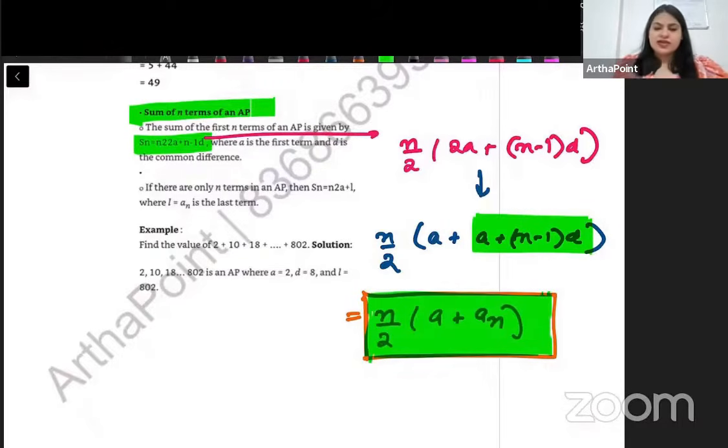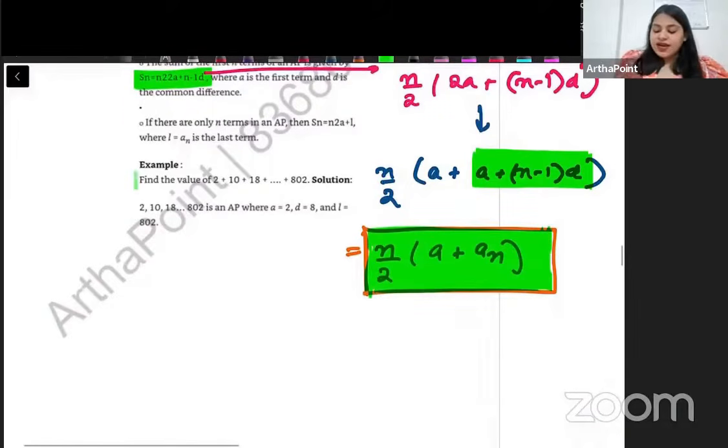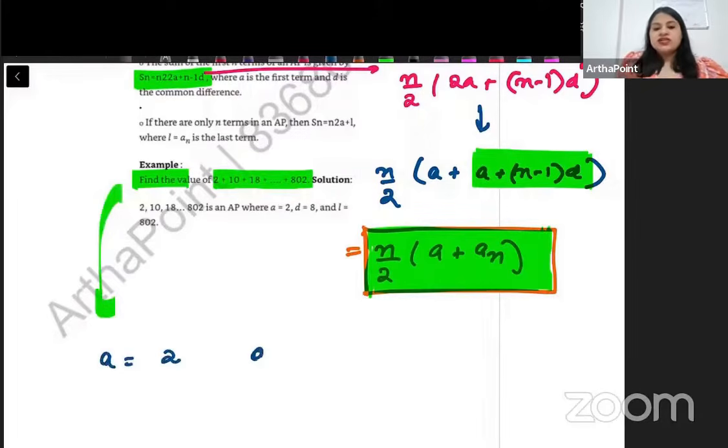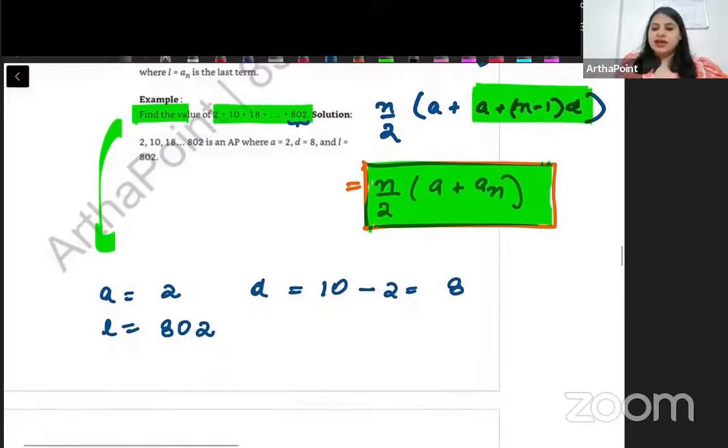Let us go ahead and take some example. Find the value of 2 plus 10 plus 18 till 802. Okay, let's try it. So this says that the first term is 2. What is d? d will be 10 minus 2, which will be 8, right? Now, the last term is given to you as 802. That means the nth term, the last term, is 802.